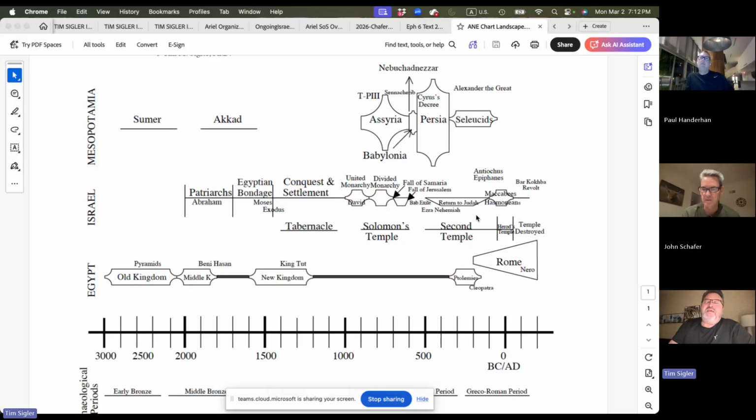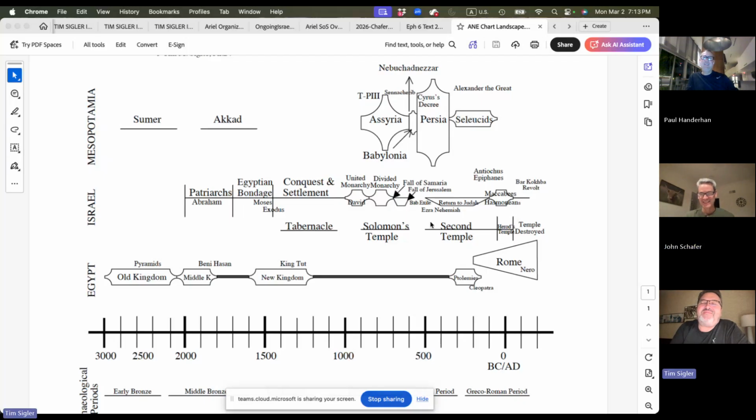Zerubbabel. Now, this is what a colleague of mine liked to say. This is how the people, when the exiles returned to Judah and there's no temple, they began to say, Zerubbabel, we're in trouble. The temple lies in rubbable. Get over here on the doubleable. So there he is. Zerubbabel.